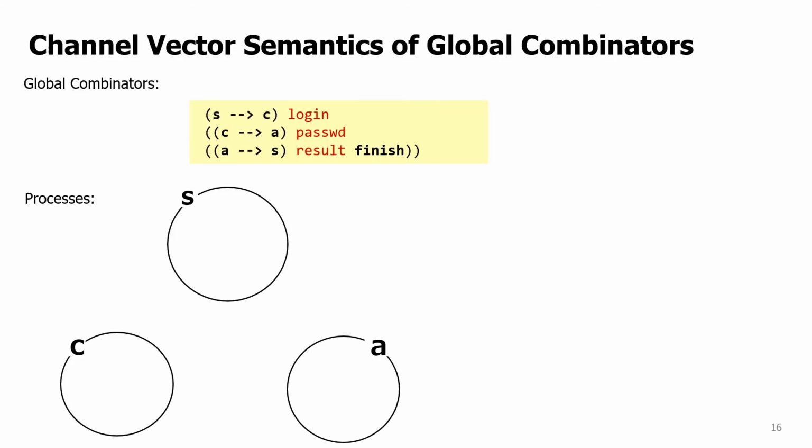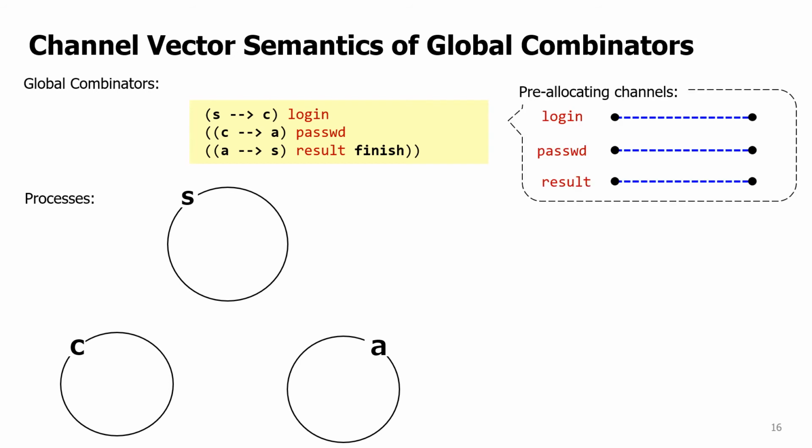Channel vectors are generated from global combinators. We demonstrate this on a snippet from the Authentication Protocol we saw earlier. The arrow combinator creates binary communication channels for each communication step: channels for login, password, and result. Each end of the binary channels is stored inside a channel vector structure. Here, we have three channel vectors because we have three participants.